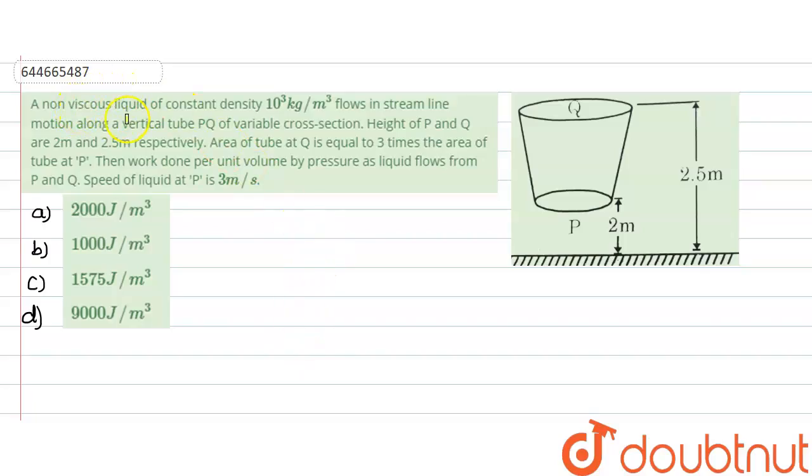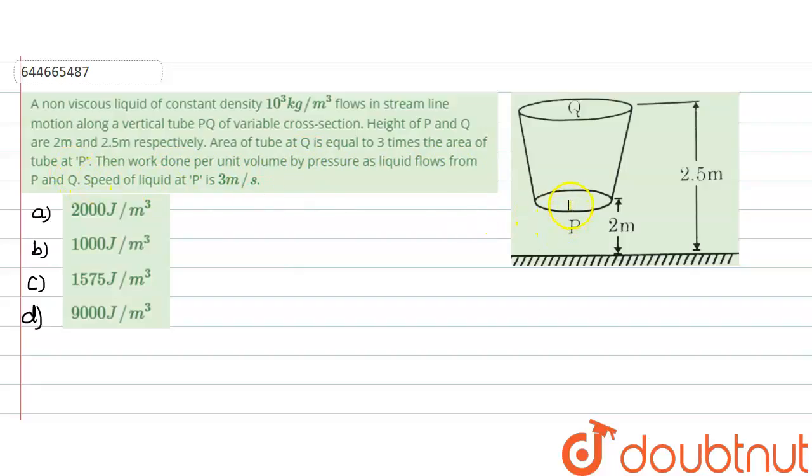Hello everyone, let us start with our question. It is given that a non-viscous liquid of constant density 10^3 kg per meter cube is flowing in a streamline motion along the vertical tube PQ of variable cross section. The heights of P and Q are given as 2 and 2.5 respectively, and the area of Q is 3 times the area of the tube P. This is a big area, and this is a smaller area. We need to calculate the work done per unit mass by pressure as water flows from P to Q.